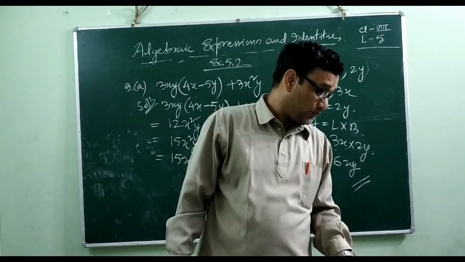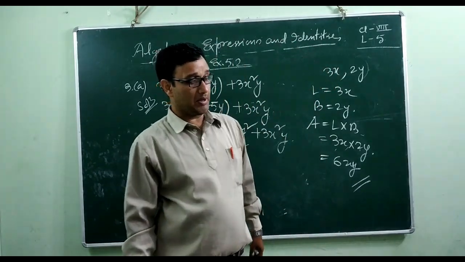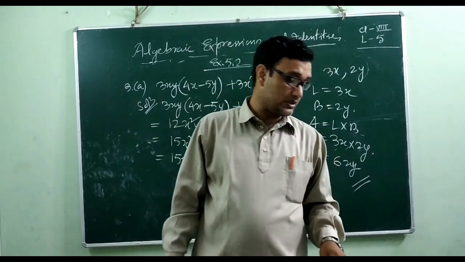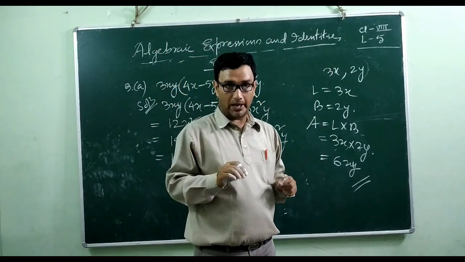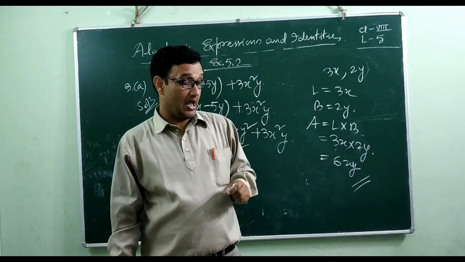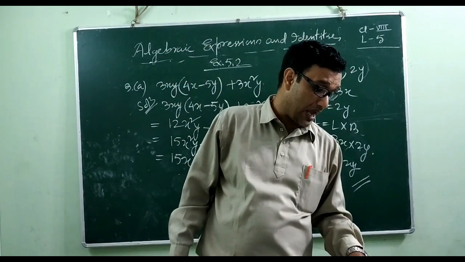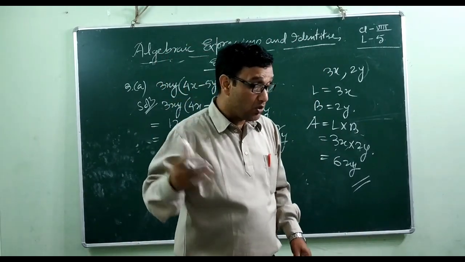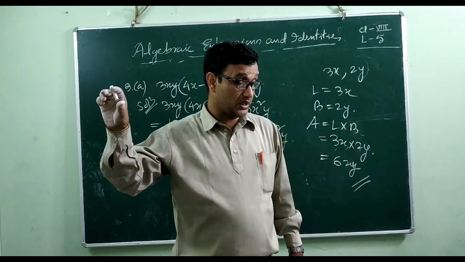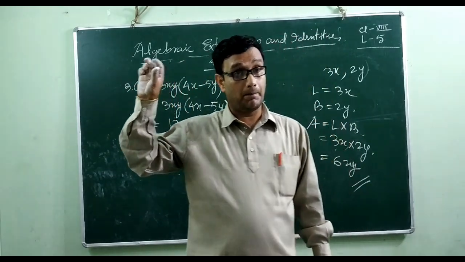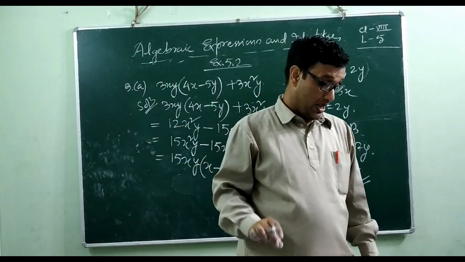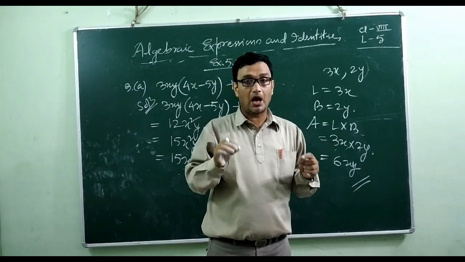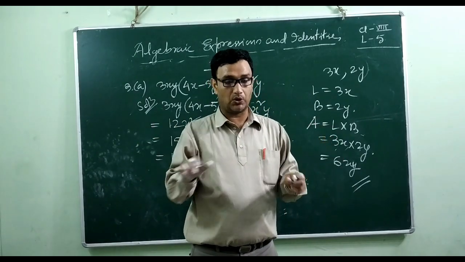Then you see question numbers 6 and 7. Question 6 is very easy. The cost of a chocolate is given as rupees 2x plus y, in terms of x. And the number of chocolates is given as 2 into x plus 2y. Then how to find the total amount of money? You multiply both, and you will get your answer.